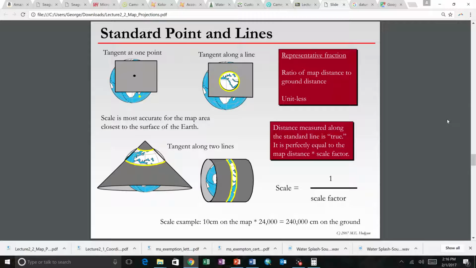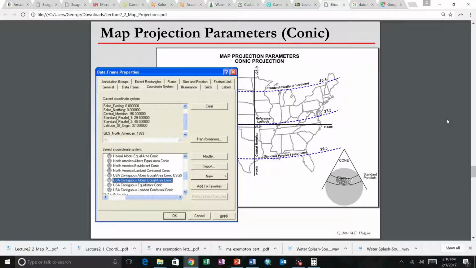But inside the state, we can report how much error there is. We can report the maximum scale factor within the state. I forgot what that number is, but it's very low. I think it's actually a little bit above a meter, which is pretty low. That's the maximum error, or the maximum difference between the true scale and the map distance. All right, so that's line of tangency and scale factor, and those different types.